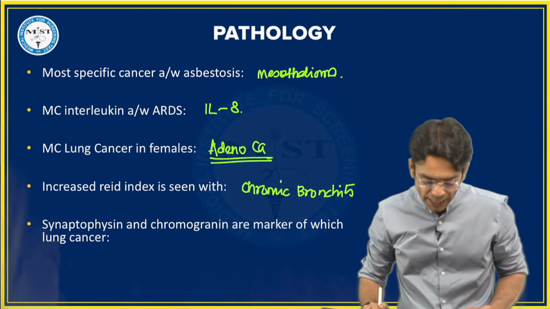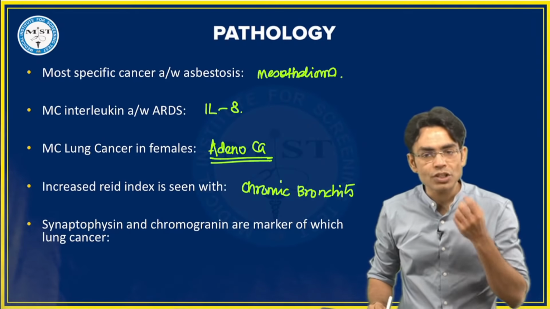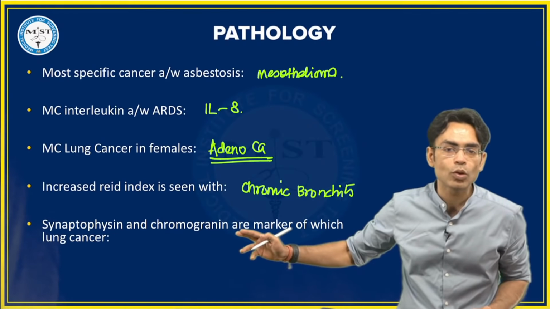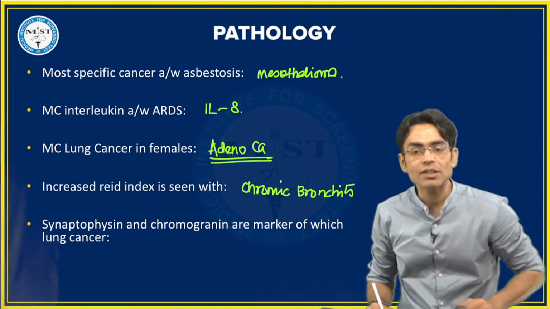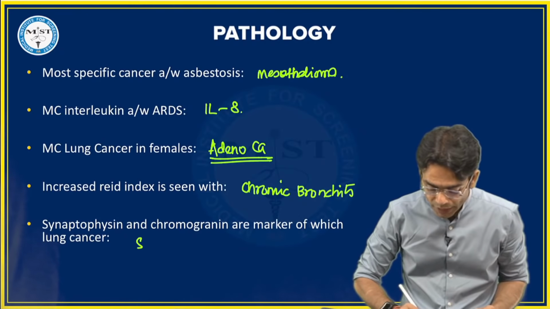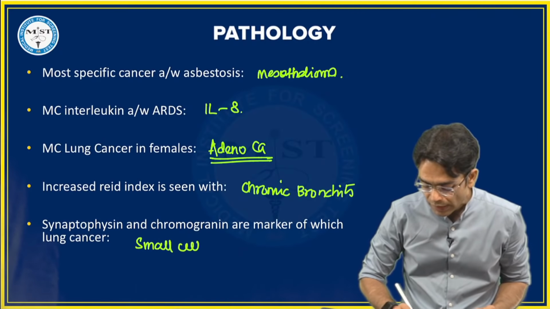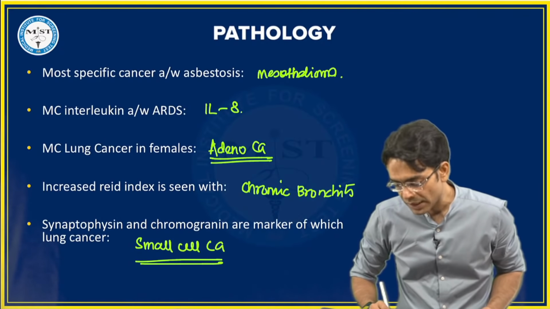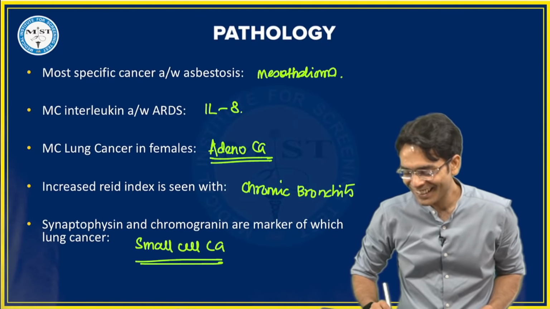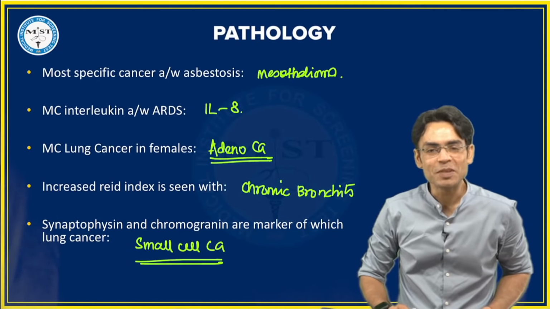And synaptophysin and chromogranin, I've just told you that they are the markers for neuroendocrine cells. And which lung cancer is arising from the neuroendocrine cell? Your small cell cancer lung. Small cell cancer lung. Yeah. Very good.